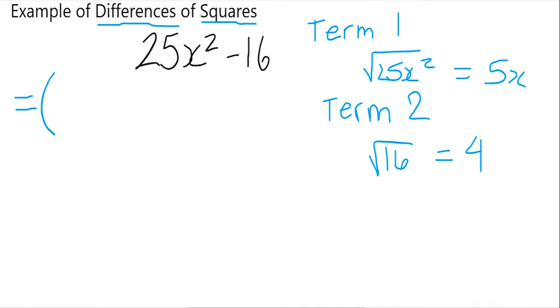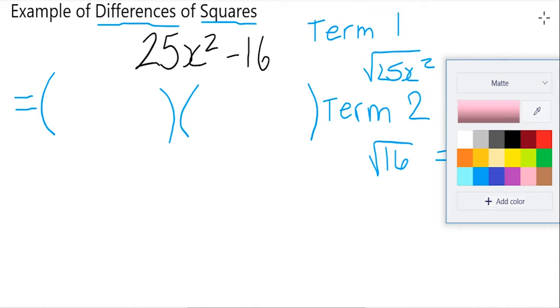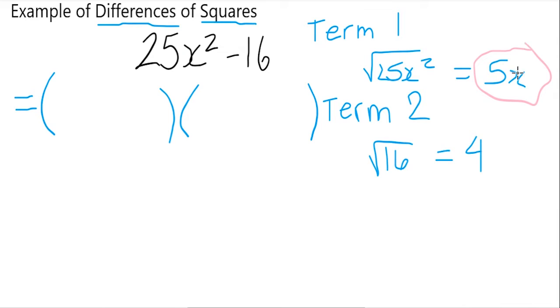Well, you have your 2 brackets, and you're going to take these 2 values that we have here. So let me show you. You're going to take these 2, and you're going to do this. 5x plus 4, 5x minus 4. So essentially, you've just set up the 5x as the first term in each bracket, and you set up the 4 as the second term in each bracket, with one having a plus sign, one having a subtracting sign. Okay, now how does this work and why does this work?